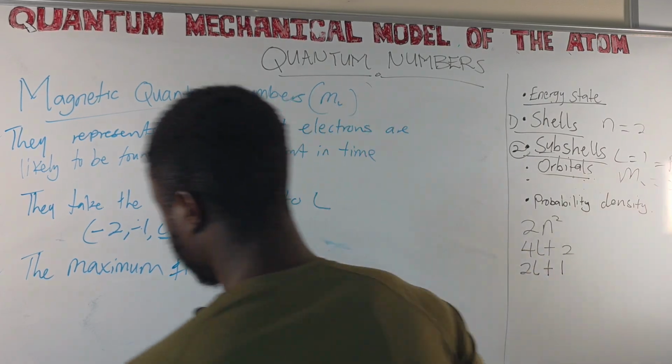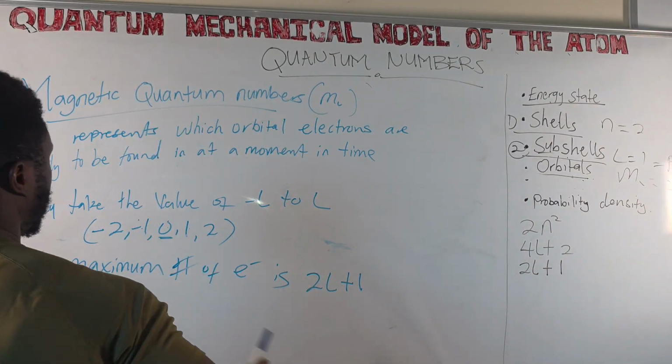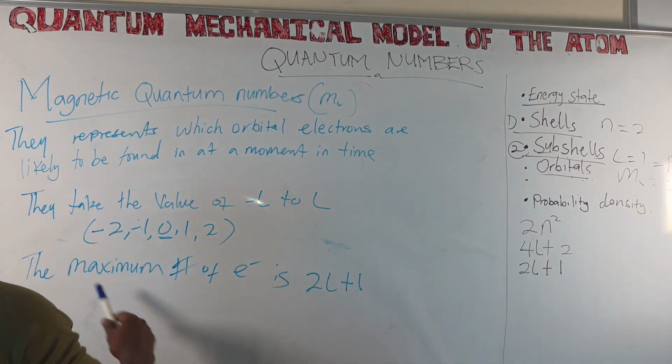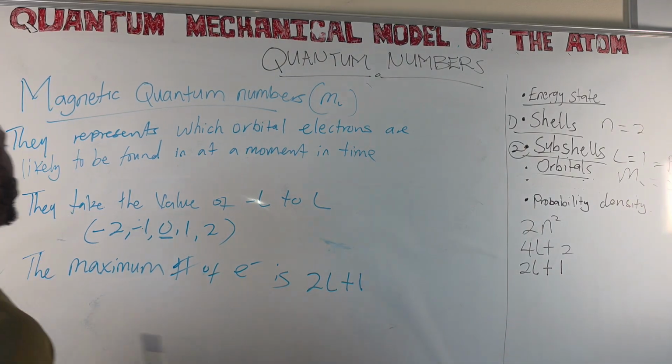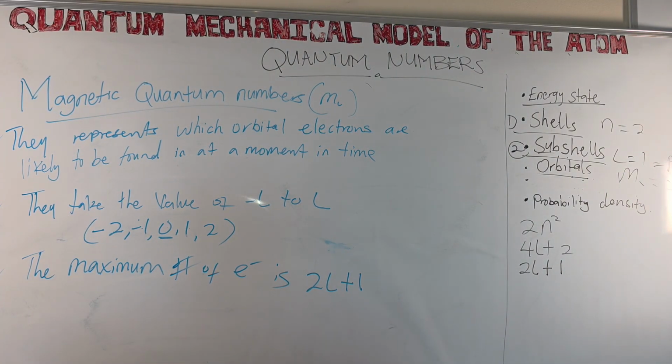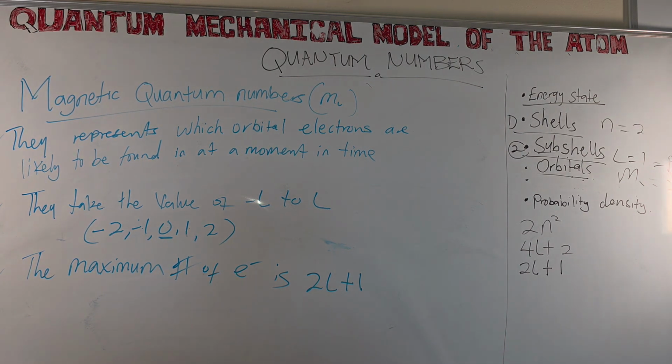Two L plus 1. So this is all about the magnetic quantum numbers. What are they? They represent the orbitals. They take on values of the azimuthal quantum number, from -L to L, and the maximum number that it could take is 2L plus 1.